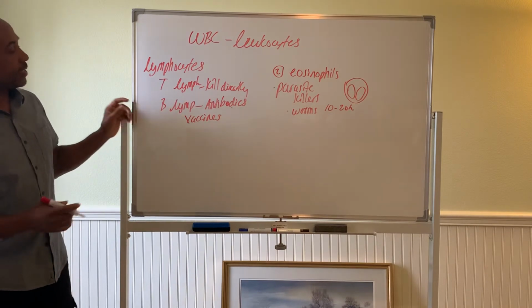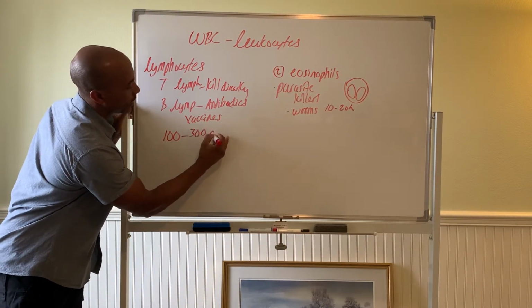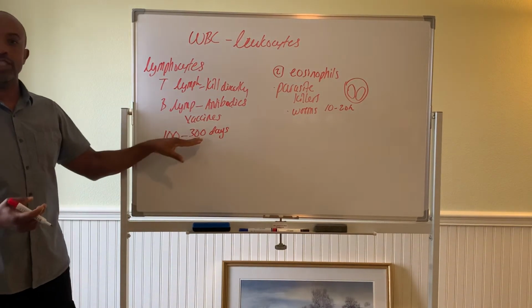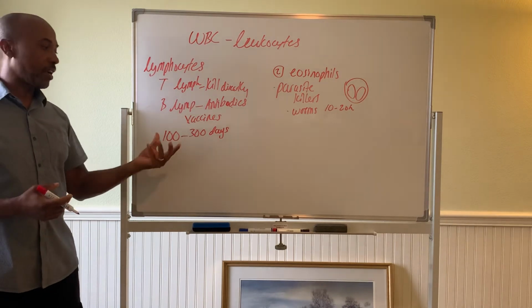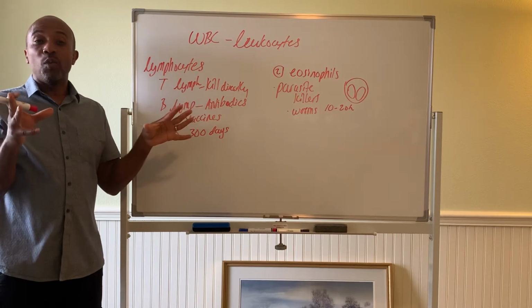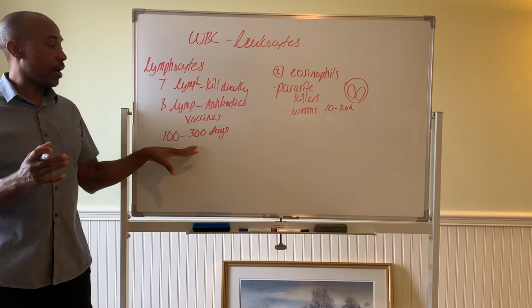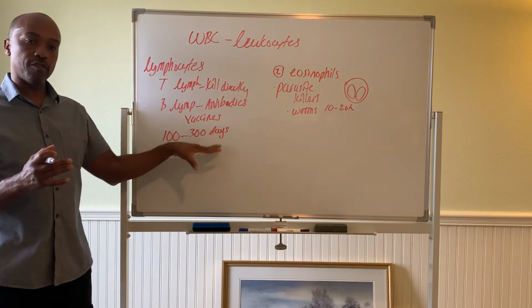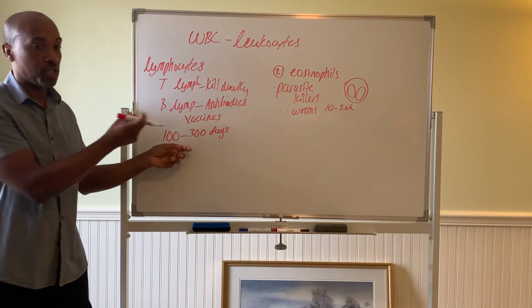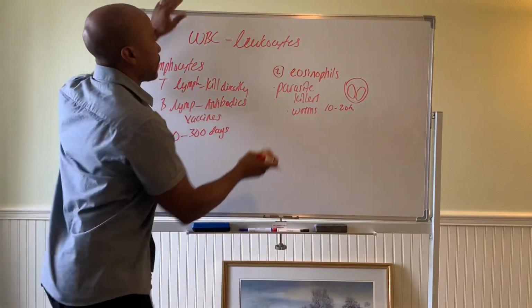Lymphocytes can last for about 100 to about 300 days. This is why you get your flu shots. Your flu shots can last for this long. So each season, if you get it in the fall, it can last for about 4 or 5 months while the flu is raging. So you can be immune protected from flu virus, because you have the antibodies already made in your body in response to the vaccine that you got from your healthcare provider.